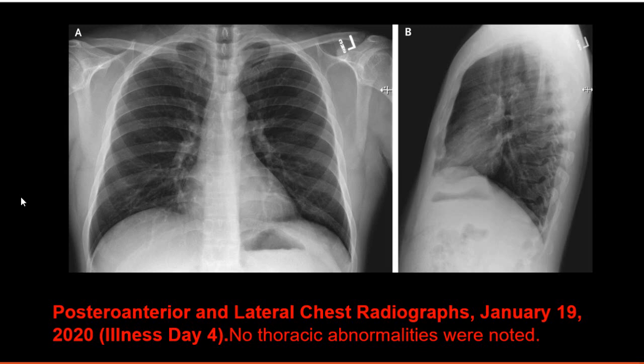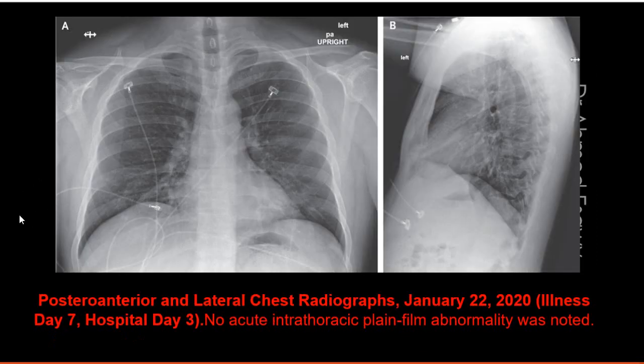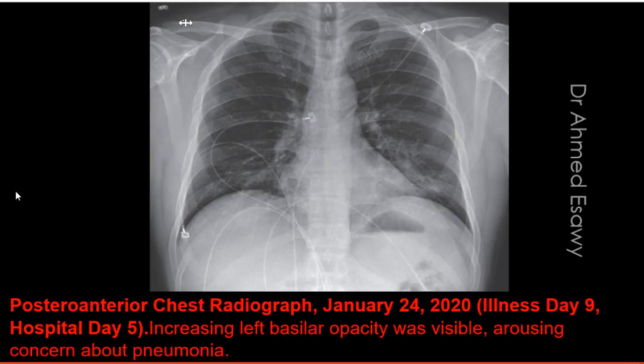This is a recent case, the first case seen in the United States in January 2020. PA and lateral chest radiograph done on illness day 4 and first day in hospital for the patient: no thoracic abnormality noted. This is a normal chest X-ray in a positive COVID-19 patient. Next chest radiograph done on 22 January, illness day 7, hospital day 3: no acute intrathoracic plain film abnormality seen.